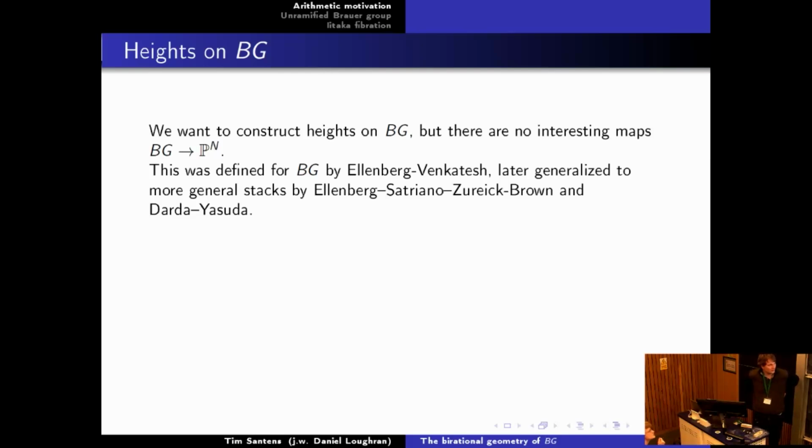Later, quite recently, actually a couple of years ago, it was generalized how to give a height on any stack, but instead of coming from line bundles, you have to consider vector bundles. This is the framework of Ellenberg, Satriano, and Zureick-Brown. But then, like a year later, Darda and Yasuda found a different way of constructing heights on stacks, which is much more similar to constructing heights from line bundles, and which also is much closer to the case of Ellenberg and Venkatesh for BG. So let me specialize this in the case of BG.